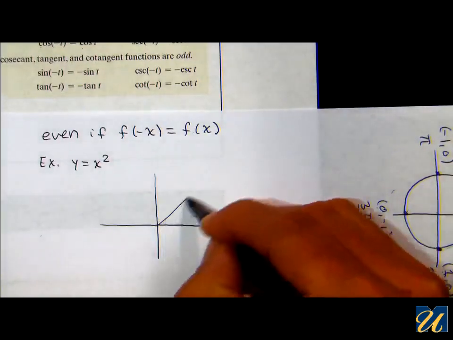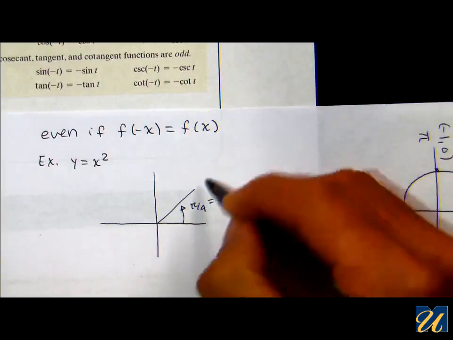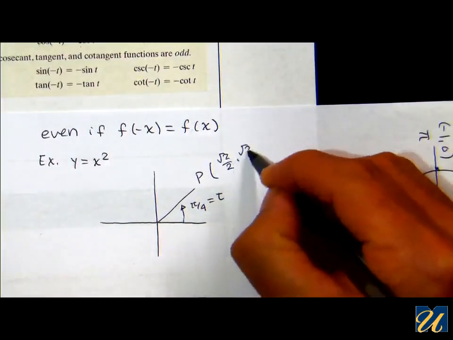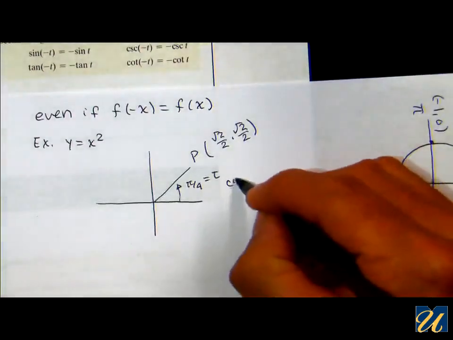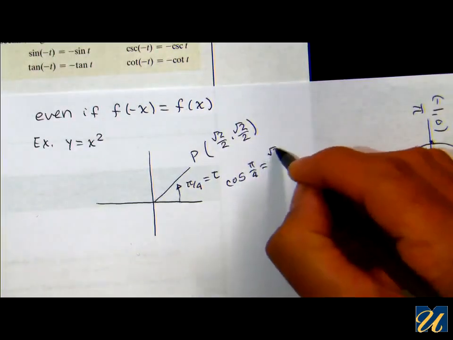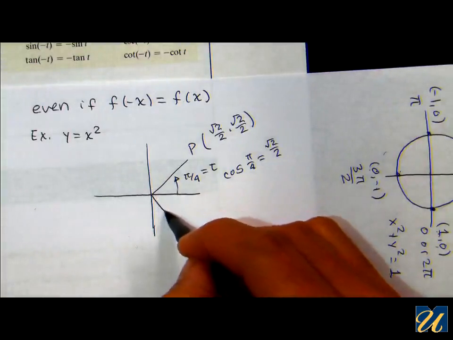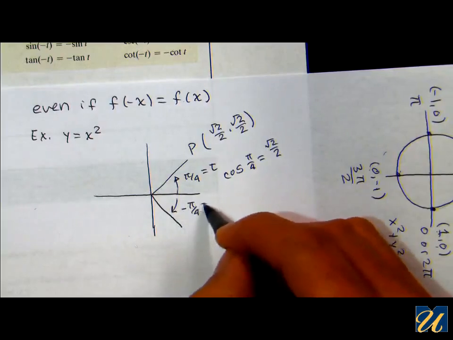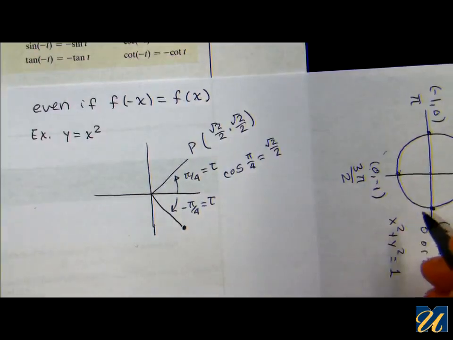If we rotate, let's say, pi over 4, so there's your value of t. Then the coordinates of point P here are root 2 over 2 and square root of 2 over 2. And of course, the cosine of pi over 4 tracks the x-coordinate, so that's root 2 over 2. Now, if you look at the negative angle here, negative pi over 4, suppose that is t. Well, that puts you on the circle at this place for point P.